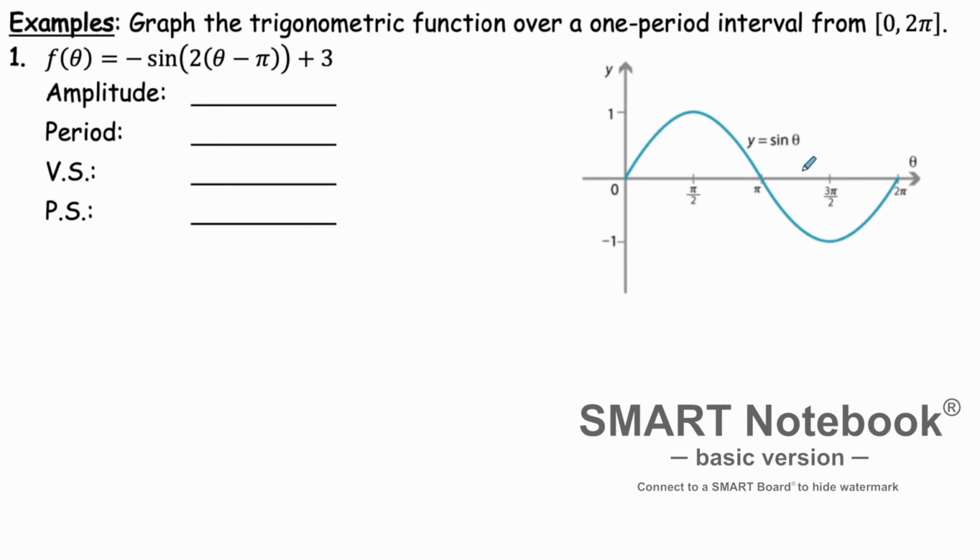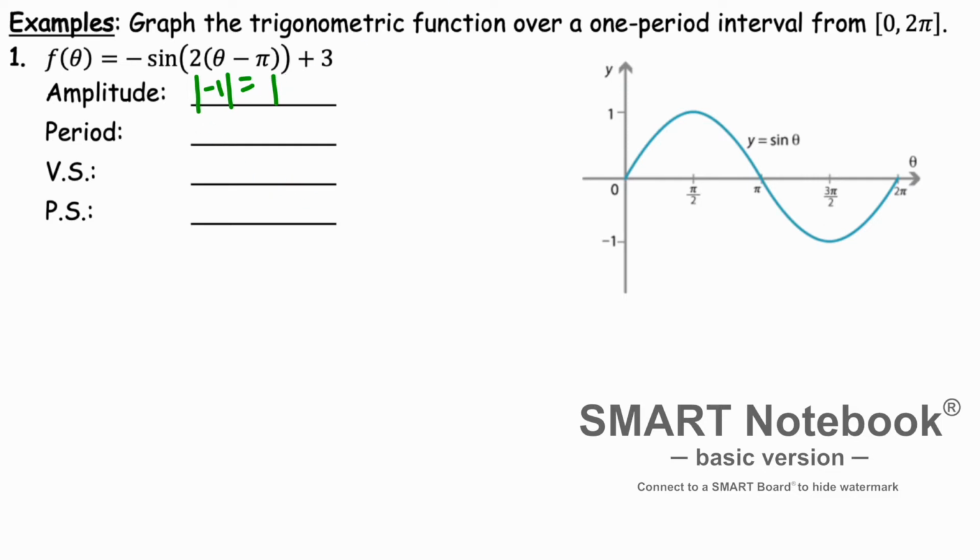We're going to use that as our parent function and then shift it around for all these other steps. So I'm going to color code everything. My first step, I'm going to do this one in green. Remember, the amplitude is the absolute value of your first number out here, which in this case is a negative 1. So the absolute value of negative 1 is just 1.